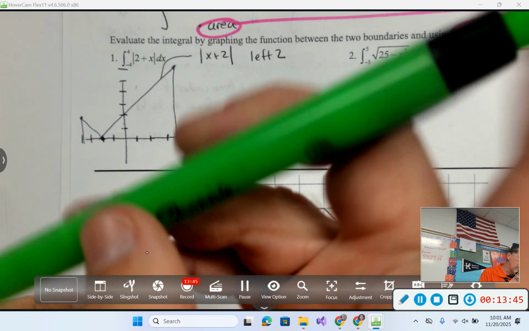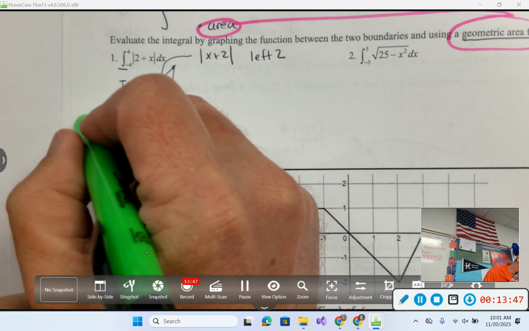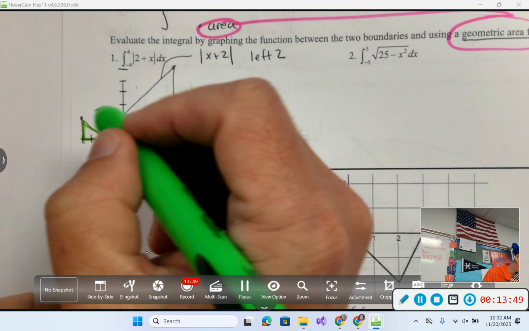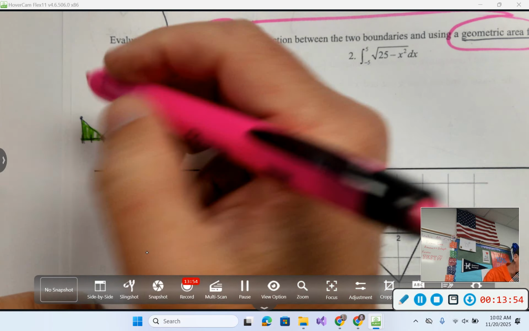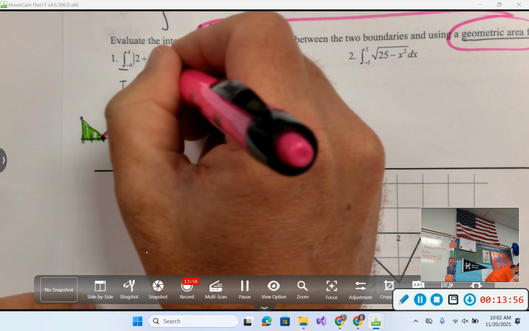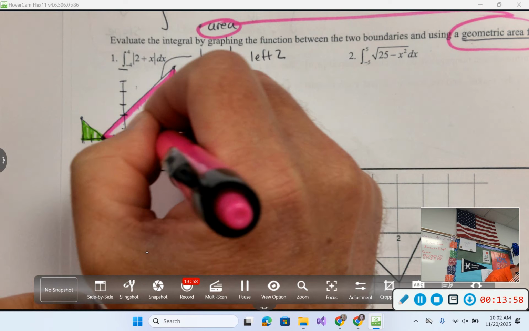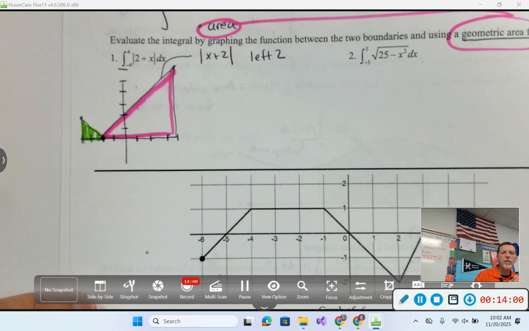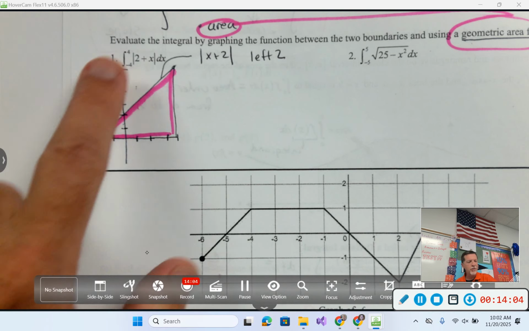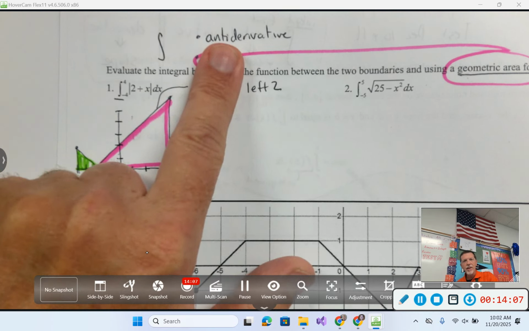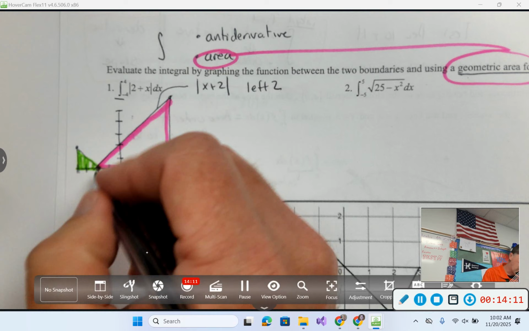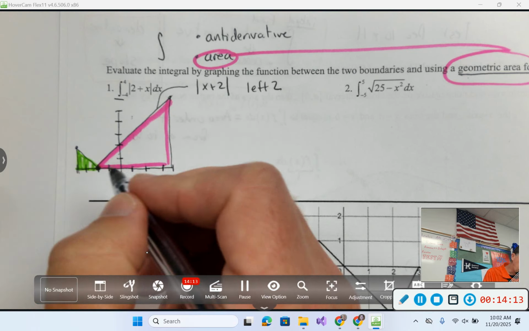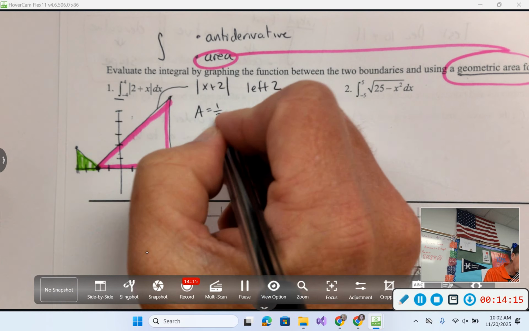The area under the curve is sort of two, not sort of, it is two different triangles. And so all I have to do is find the area of the triangles. So I'm not really doing an antiderivative. I'm just knowing that that symbol means find the area.